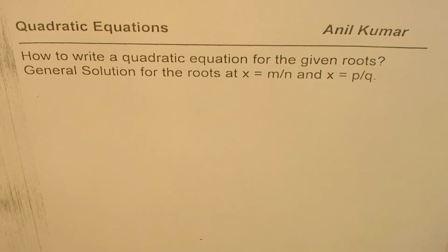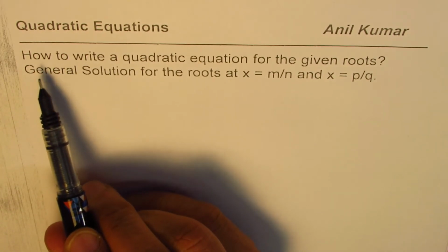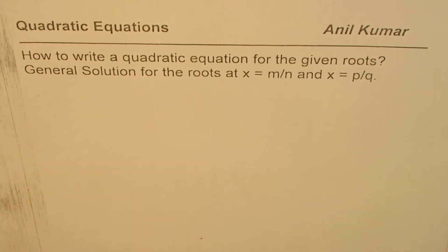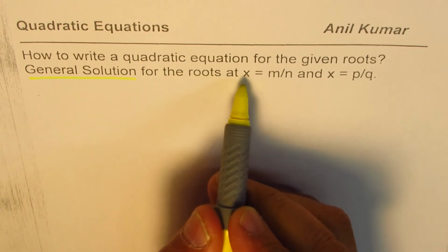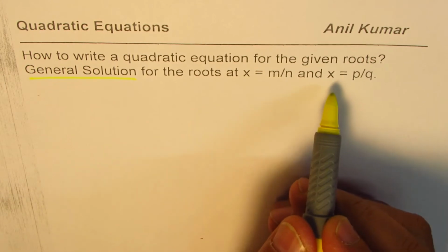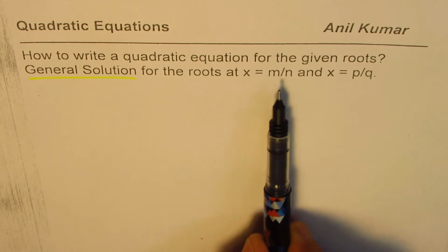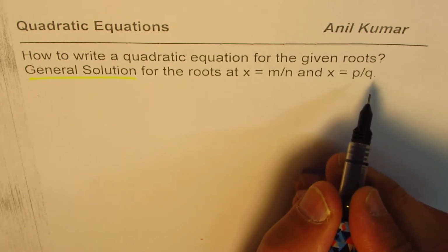I'm Anil Kumar, and in this series, we are going to discuss how to write quadratic equations when the roots are given to us. To begin with, let's look into this question carefully. It says how to write quadratic equations for the given roots, and we look for a general solution. The general solution will be for the roots at x equals m over n and x equals p over q. So that is a very general form. m, n, p and q can be any integers, right? So they can be any integers, okay.